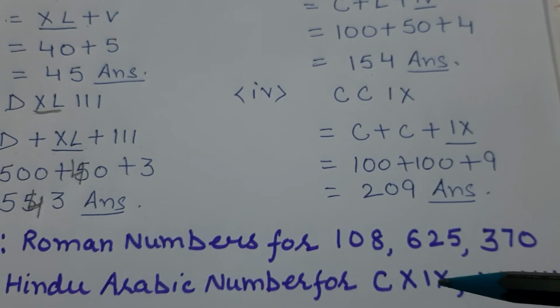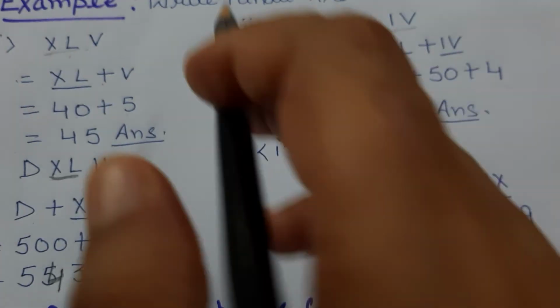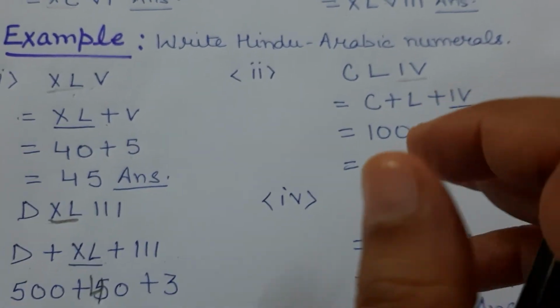So you have to try these sums by using this method which I told you, then your sum will never be wrong.